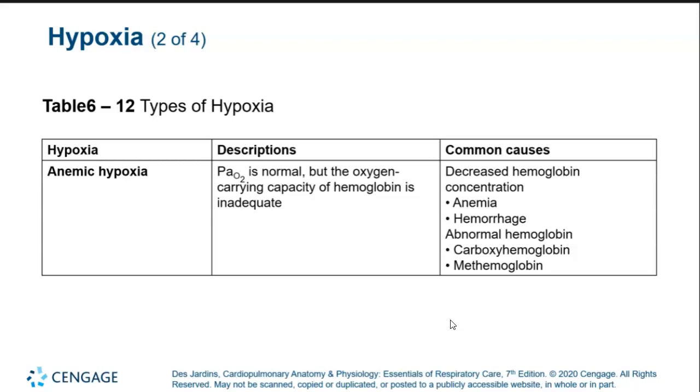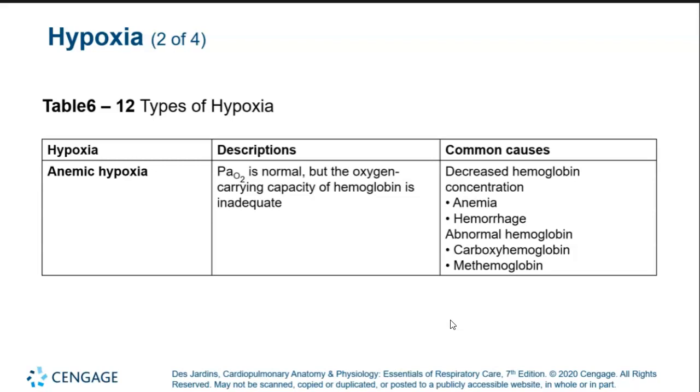Anemic hypoxia happens when diffusion's happening. Oxygen's getting from those alveoli into the bloodstream. That's all normal. But when it gets into the bloodstream, there's no hemoglobin for it to link up to and get transported with. So anemic hypoxia is any issue with the hemoglobin.